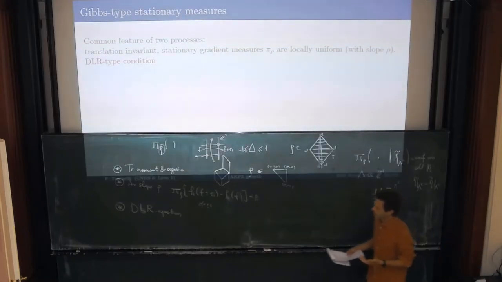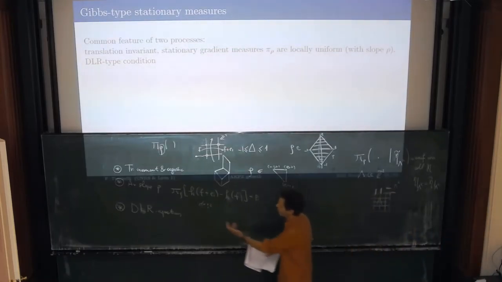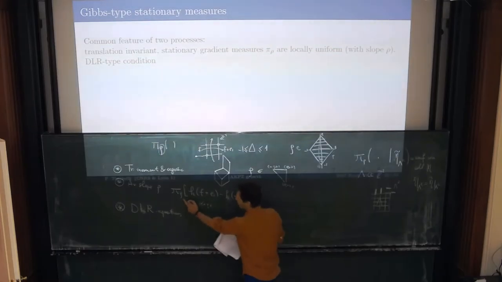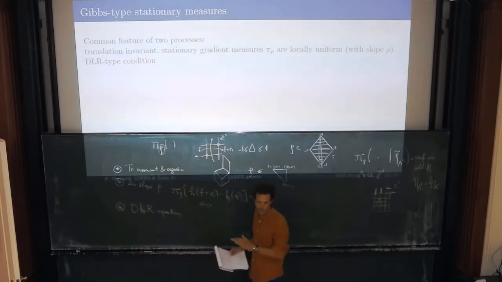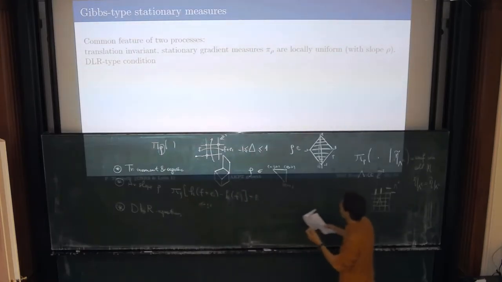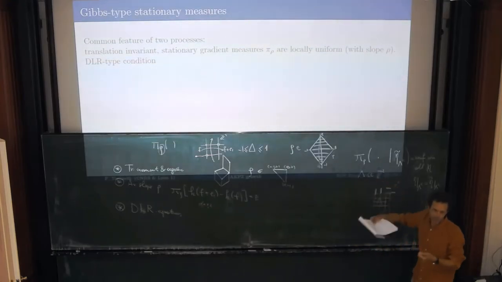But once you condition on the outside, the parameter rho does not enter the measure. The parameter rho enters because the typical condition you put outside depends on rho.